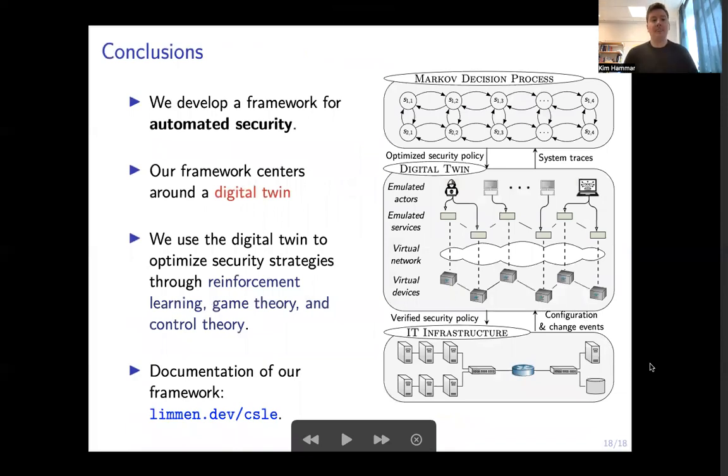So to conclude this presentation, we developed a framework for automated security, and this framework centers around the digital twin. This is the key enabling technology in our framework that allows us to collect data, to evaluate defender strategies in a realistic environment, and to optimize defender strategies based on real data. We have shown that we can use this framework to learn optimal defender strategies using reinforcement learning, and that we can outperform current security systems like the Snort intrusion prevention system, for example.